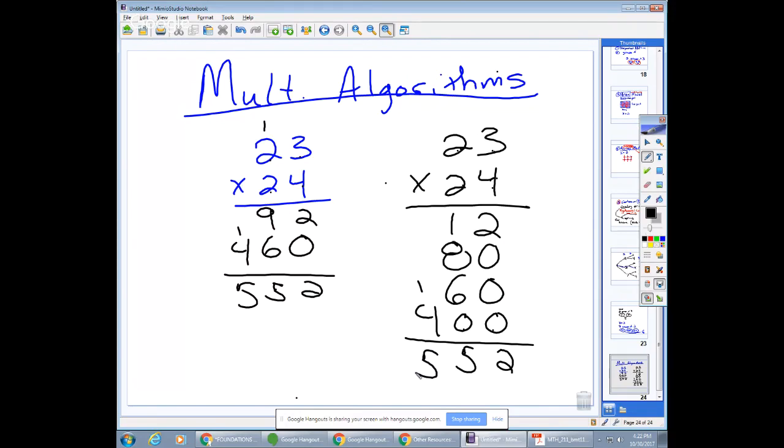Okay. So we're going to call this the standard algorithm. In activity, let's see, 3, 4, 5, I think it's activity 6, we'll explore why that algorithm works the way it does. It's related to this idea here, which is called the expanded algorithm. So I don't think we'll get to that today, but next class we'll draw pictures of how the expanded and standard algorithms are related.